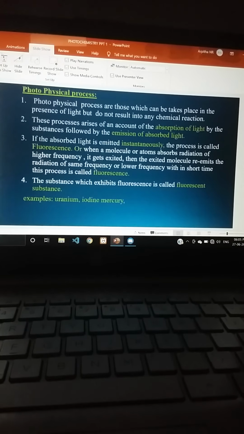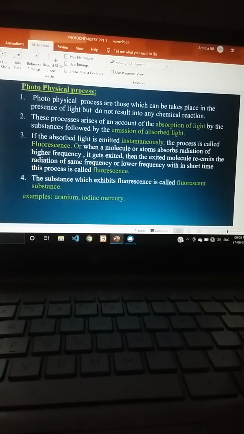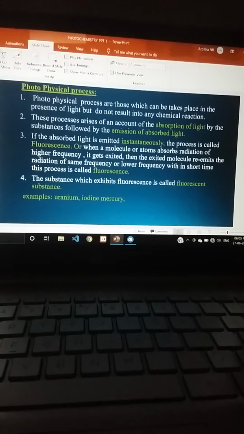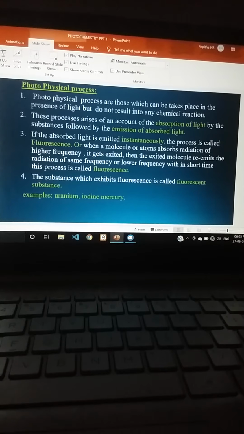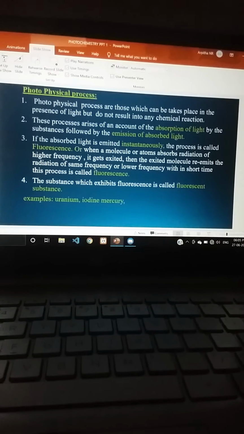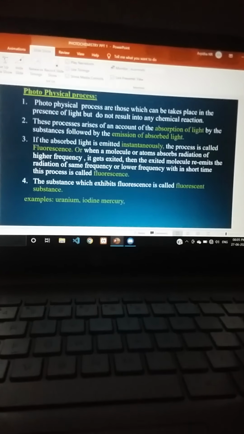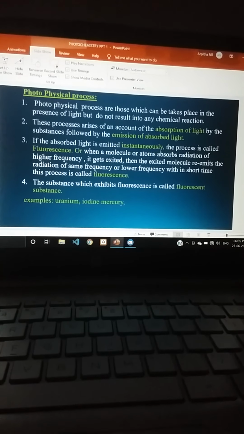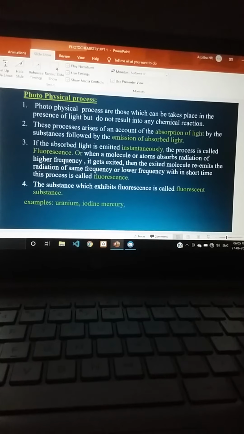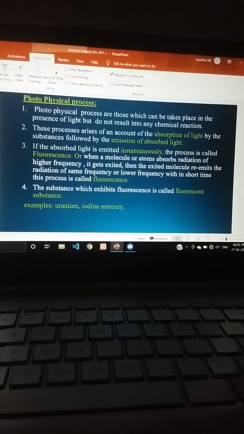So once again I will define fluorescence. It is very simple. If a molecule absorbs a radiation of higher frequency, after absorbing it gets excited, then the excited molecule re-emits the radiation of same frequency or it may be lower frequency within a short time, which is known as fluorescence. Next we will define the fluorescent substance. For example, uranium or iodine or mercury is an example of a fluorescent substance. The substance which exhibits fluorescence is known as a fluorescent substance.